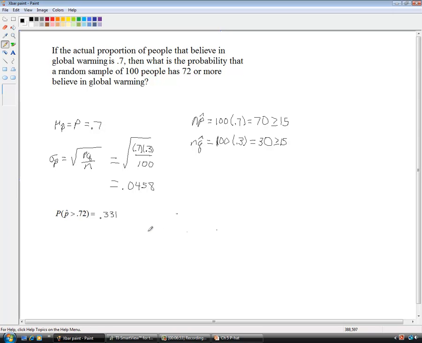So that's not very unusual. That's certainly a value that's pretty high, certainly not lower than 0.05, which we consider the unusual threshold. But this is how we use the proportion p hat and can calculate probabilities with it.